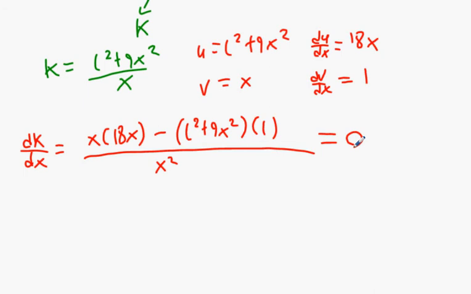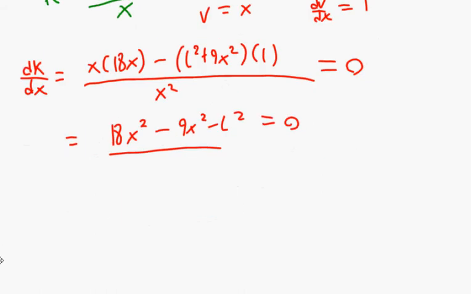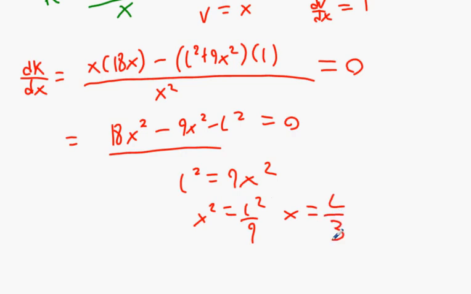Numerator is all that matters. It's going to be 18x squared minus 9x squared minus L squared equals 0. It's technically all over x squared as well, but we can cross multiply that x squared up so that it doesn't really matter in the solving of the equation. Now that that's done, we're going to get L squared equals 9x squared. Finally, calculate x. x squared equals L squared over 9. x equals L over 3.